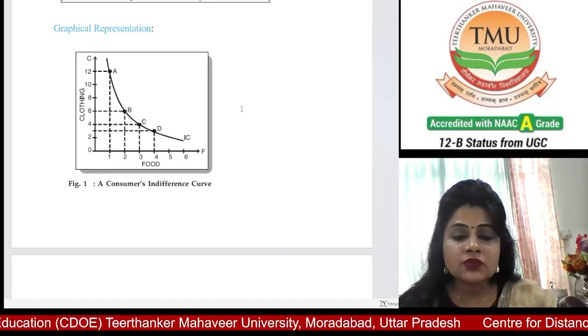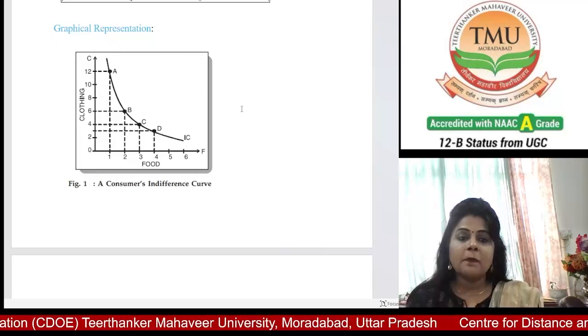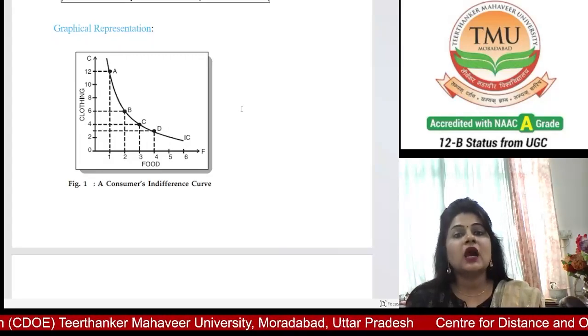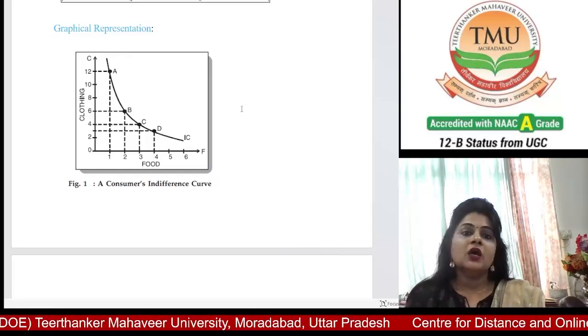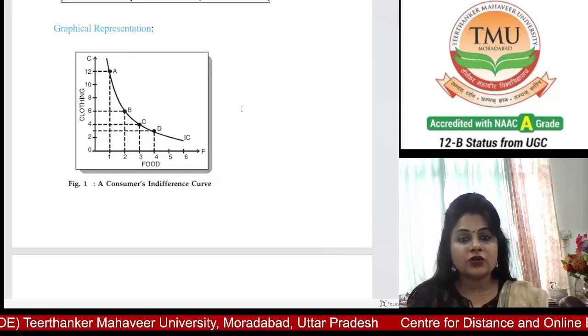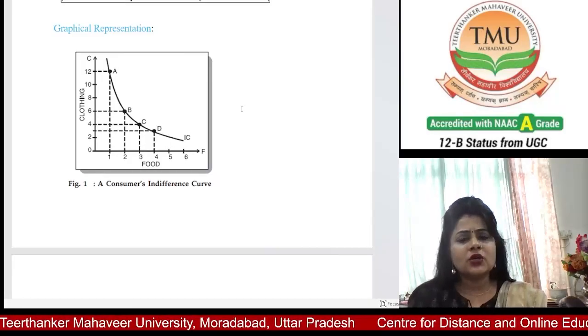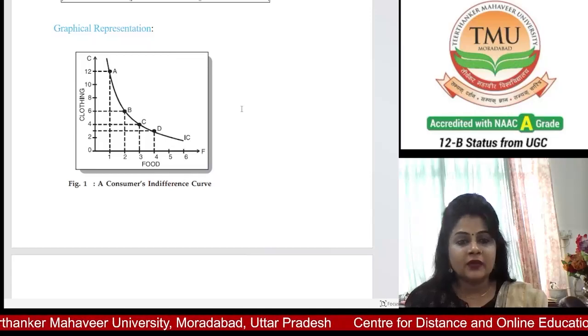The consumer is fully aware and has complete knowledge about the price of both goods in the market. As in this graph, we are showing food and clothing. So the consumer has full knowledge about food and clothing. You can also put X good and Y good. It's only an imaginative example.